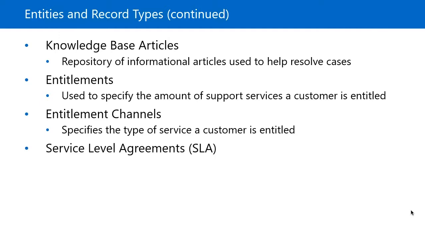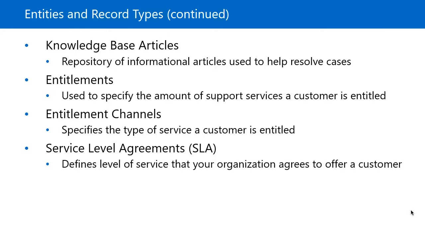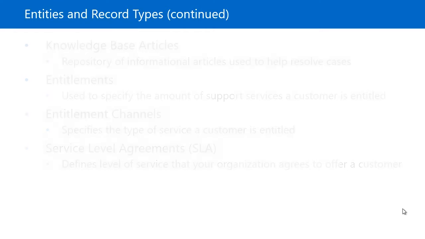We have service level agreements or SLAs. SLAs define the level of service or support that your organization agrees to offer to a customer. For example, a customer signs a service level agreement stating that all support cases would be resolved within 2 business days. It is now our responsibility as a company to make sure that that happens. It's also possible to associate an SLA with an entitlement so that when an entitlement is added to a case, the associated SLA is applied.